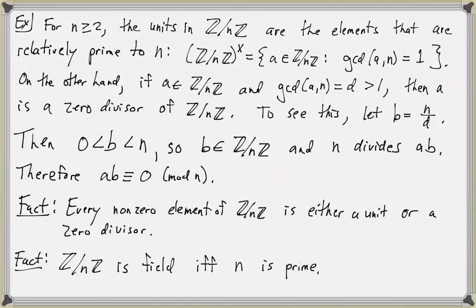Again, this follows from what we did above, but using the fact that n is prime, we see that all of the elements 1, 2, 3, all the way up to n minus 1 would be relatively prime to n. And so therefore they would be units. And that forces the integers mod n to be a field.